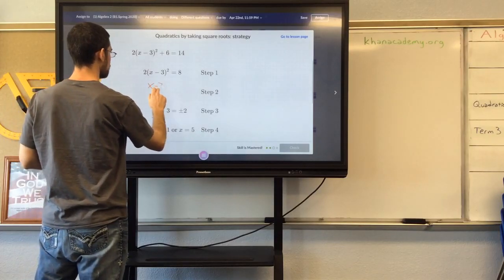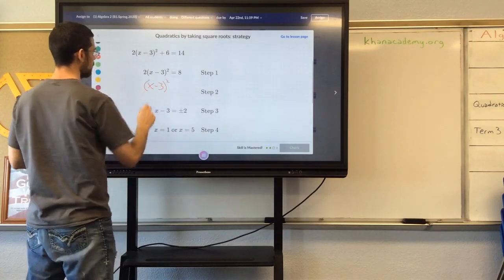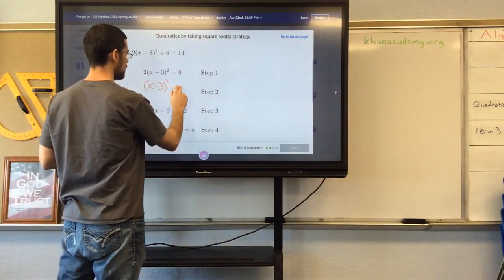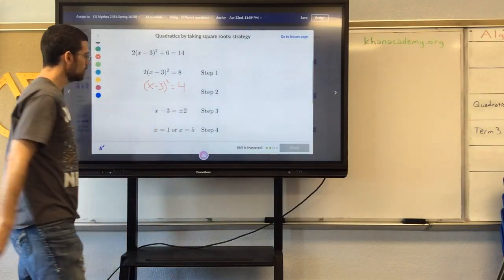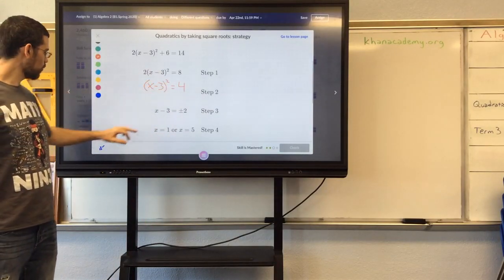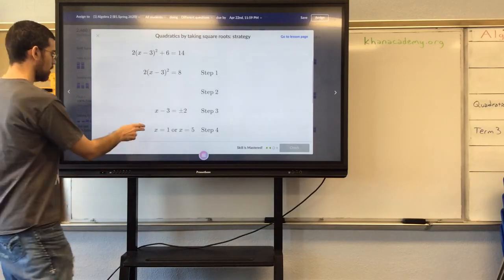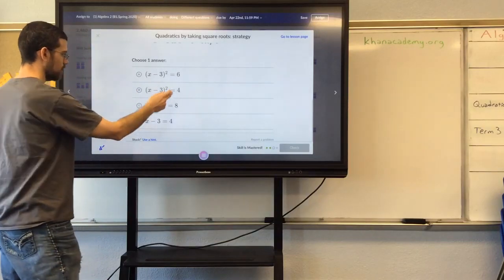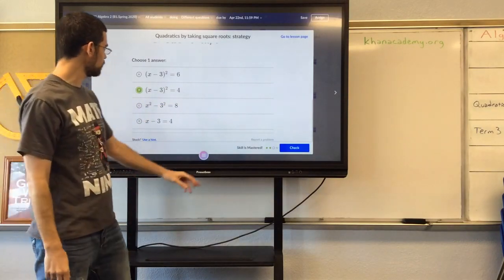X minus 3 squared. So I divided the left side by 2, so I'll have to divide the right side by 2, and that'll give me 4. So we're going to look for x minus 3 squared equals 4 in our list of options. X minus 3 squared equals 4 is right there.